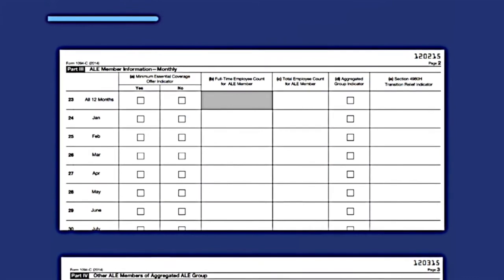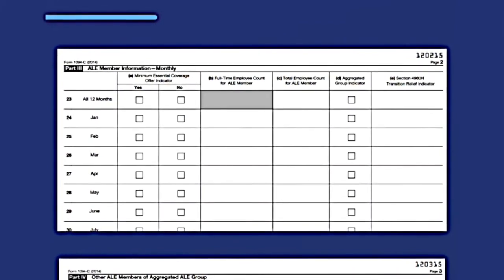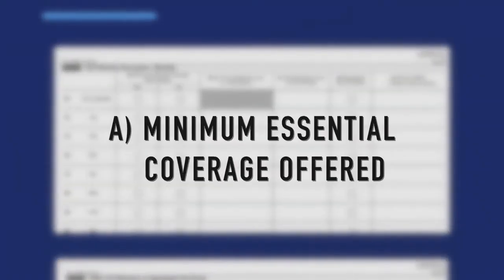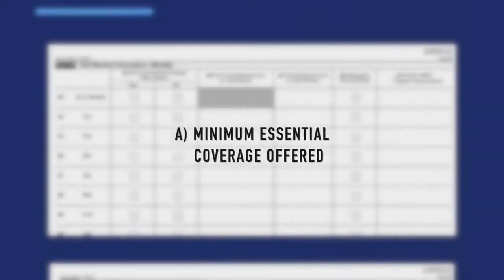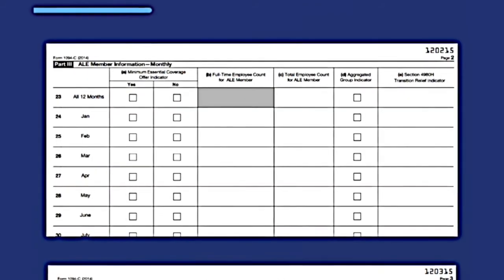And then Part 3 focuses on monthly information regarding the employer and the coverage offered. This is essentially a 12-month grid that you're going to need to fill out. Column A asks whether the employer has offered minimum essential coverage to at least 95% of its full-time employees and dependents in a year. So you'll mark yes or no for each month.